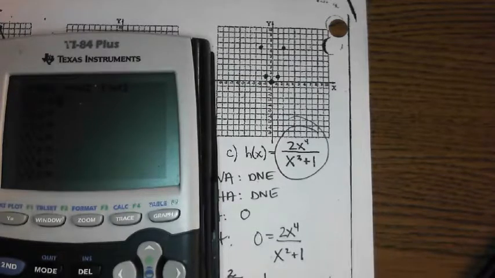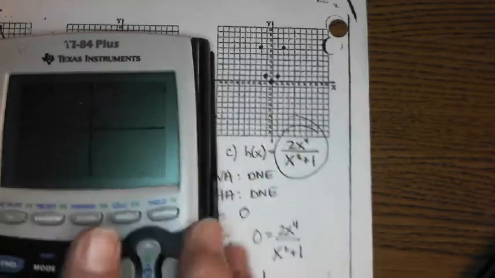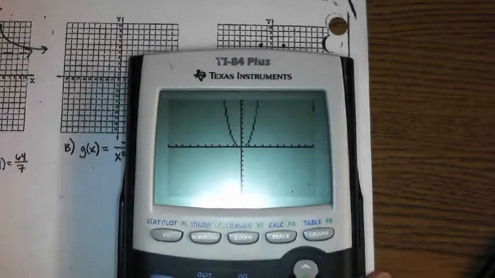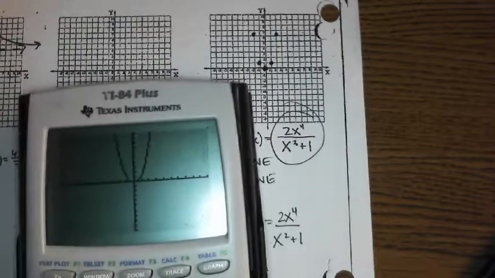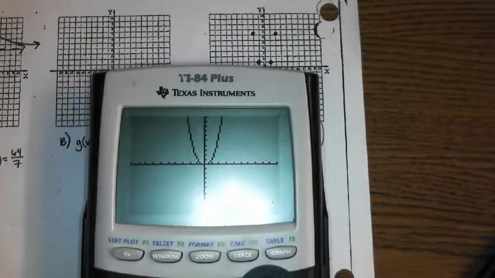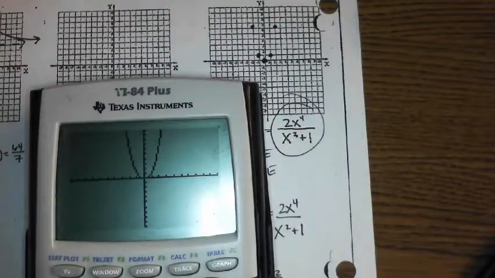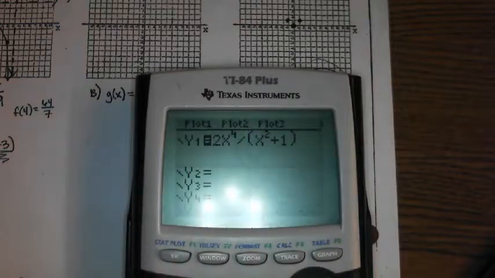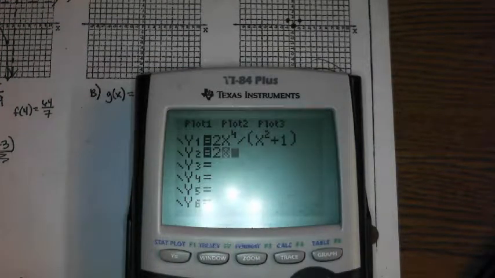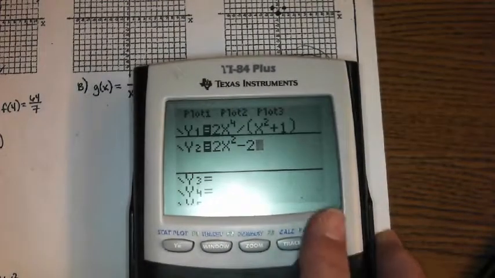So let me graph the original, 2x to the 4th divided by x squared plus 1. I'm just going to do a zoom 6. Okay, that's pretty much what we graphed, which anybody just looking at that would think is a quadratic. And it pretty much is. If you actually divided that out like we did, it is a quadratic. It might actually be the exact same graph.